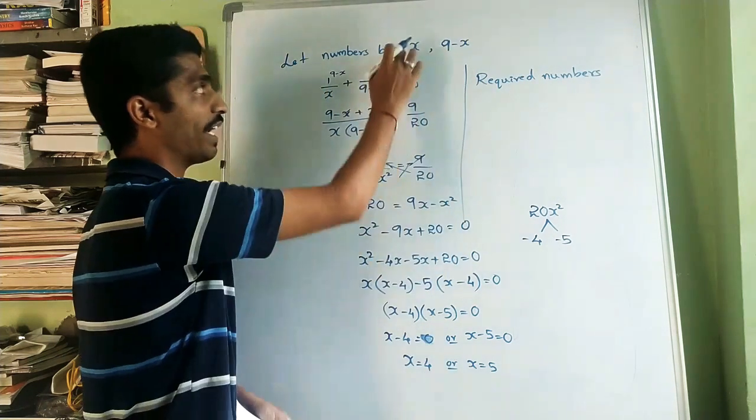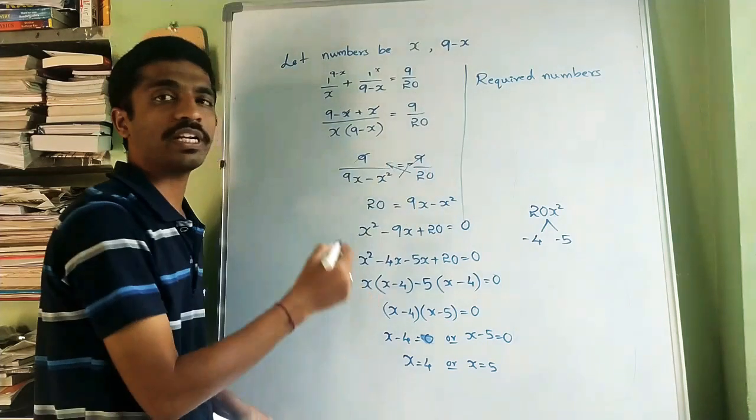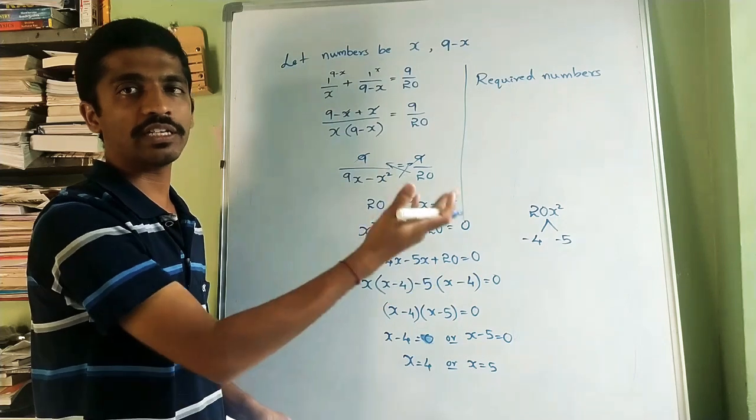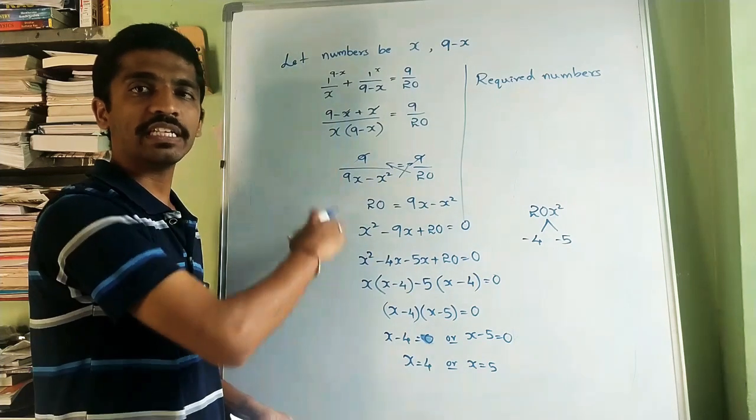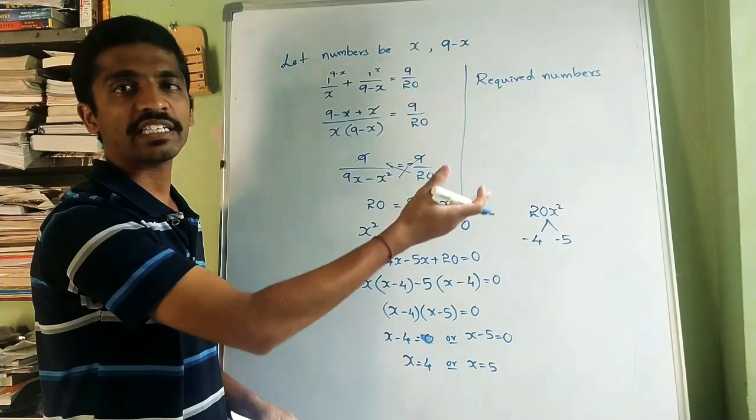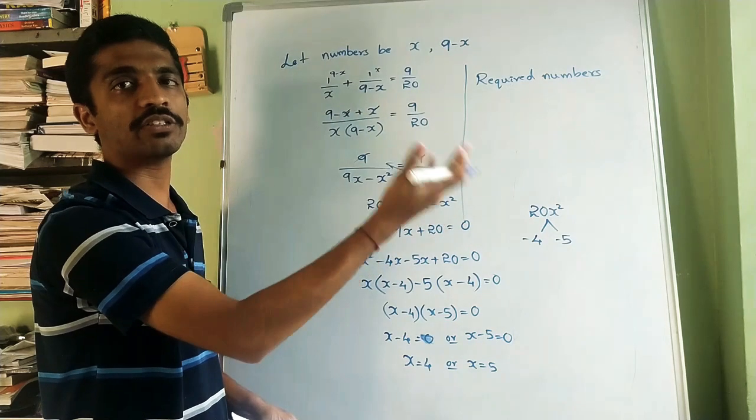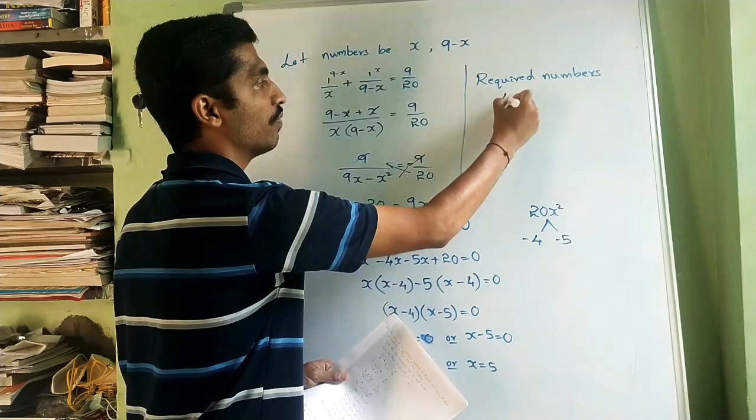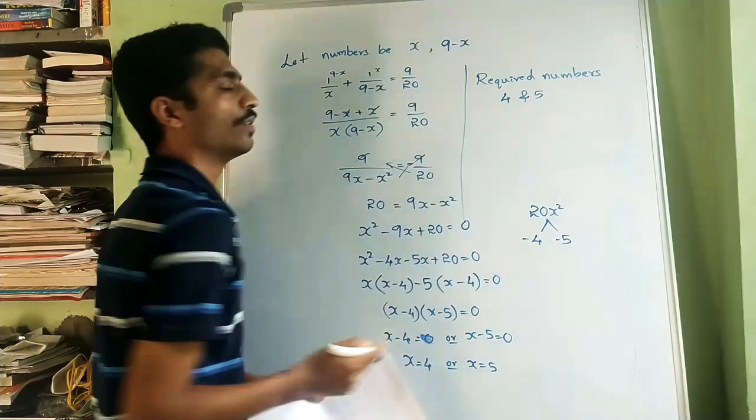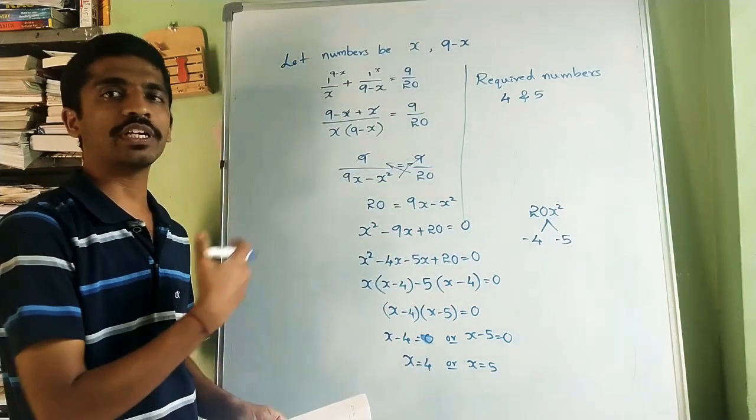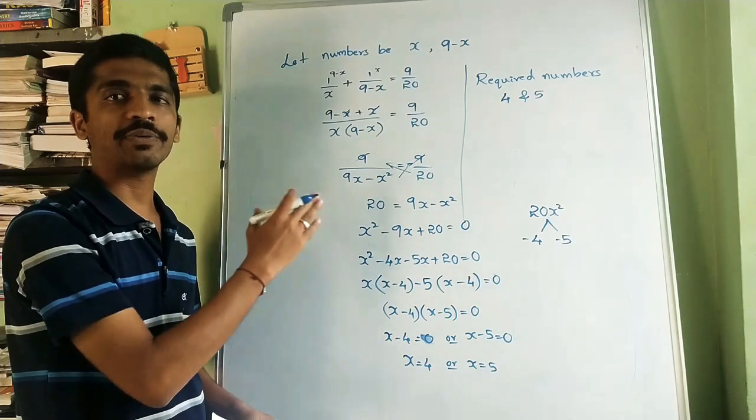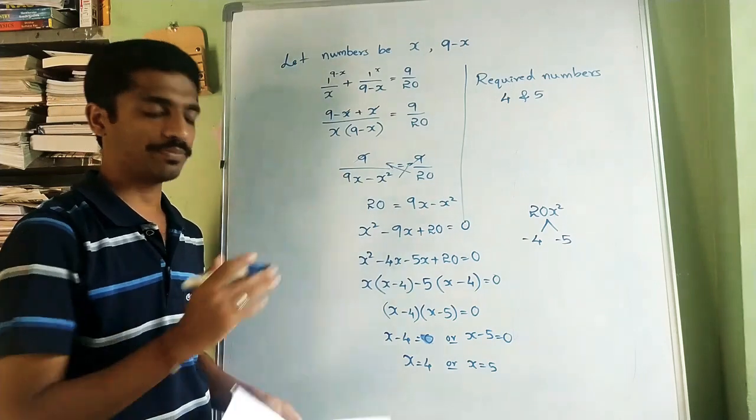If I take 4 as my x, then automatically the next number will be 9 minus x, that is 9 minus 4, that is 5. If I take 5 as x, then the next number will be 9 minus 5, that is 4. So vice versa. So directly you can write the required numbers are 4 and 5. If you take 4, then you will get 5. If you take 5, you will get 4. So that's why the required numbers are 4 and 5.